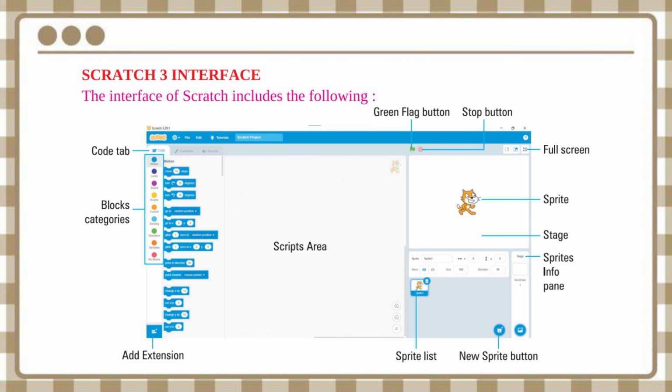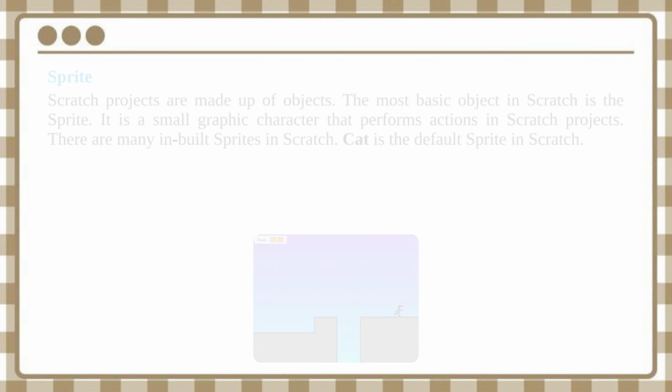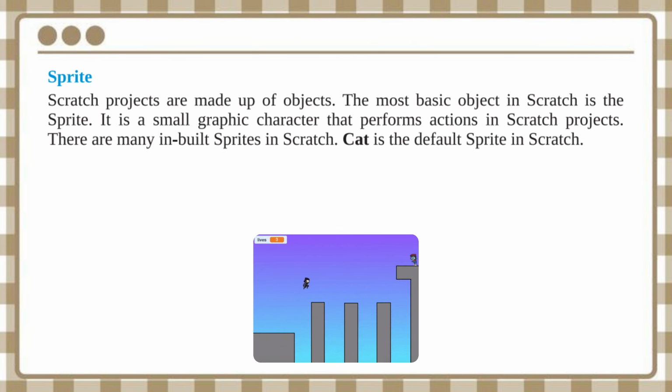Scratch 3 interface. The interface of Scratch includes the following. Sprite. Scratch projects are made up of objects. The most basic object in Scratch is the sprite. It is a small graphic character that performs actions in Scratch projects. There are many inbuilt sprites in Scratch. Cat is the default sprite in Scratch.